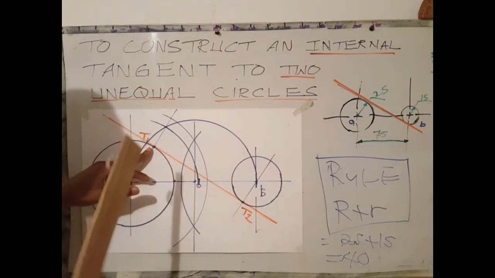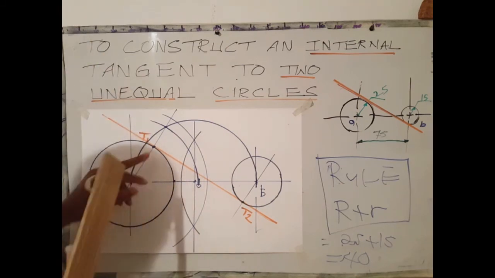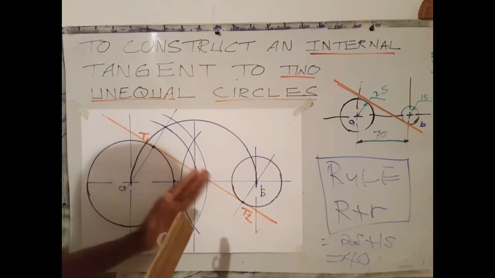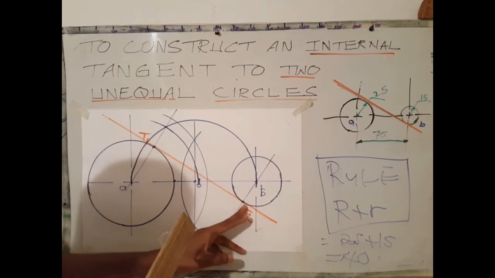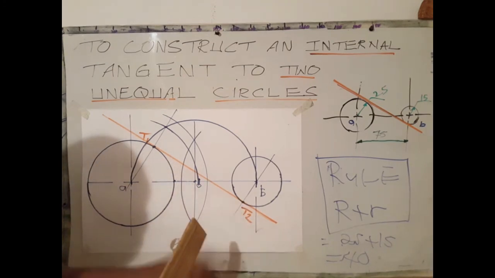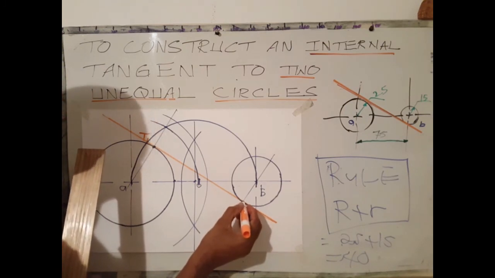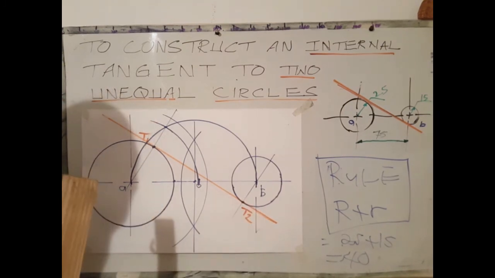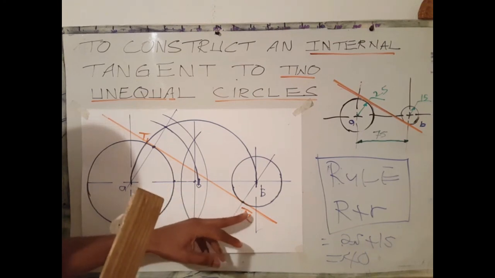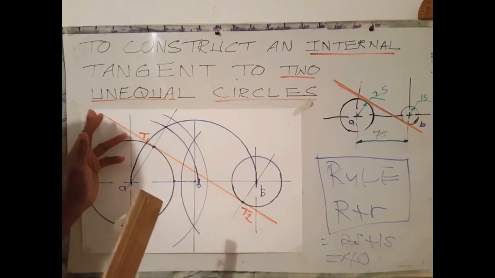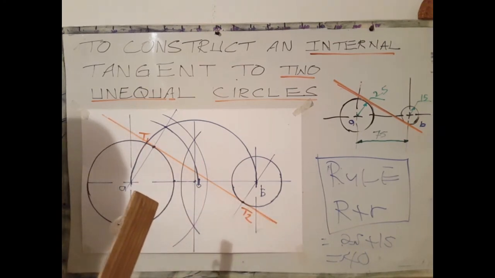Once I've gotten tangent point number 1, the next step is to draw a parallel line down through to circle B. At the point where the parallel line cuts the circumference is our T2. Once I've generated T1 and T2, draw a straight line similar to this line. That's your tangent.